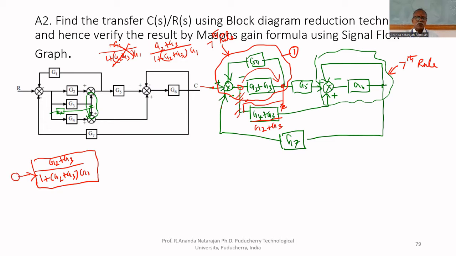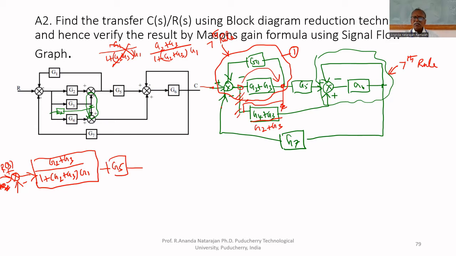So I have to draw that the summing junction is there, R is there, feedback is there. This is plus, this is plus, this is plus. I will put here, this is minus. Feedback is negative. So after this, G5 is there.